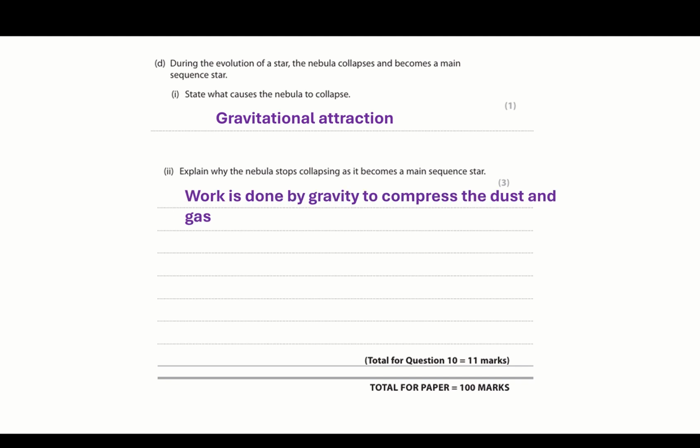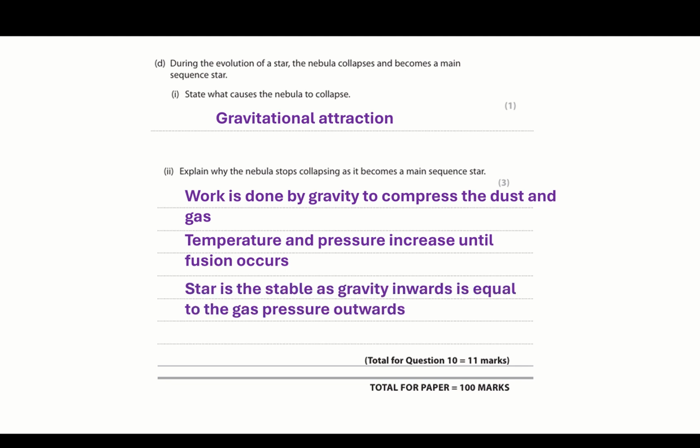So it's this one that I've tried to teach you off by heart. Work is done by gravity to compress the dust and gas. Temperature goes up, pressure goes up. So temperature and pressure increase. Fusion takes place. And then the star is stable as the force of gravity inwards is equal to the gas pressure outwards.